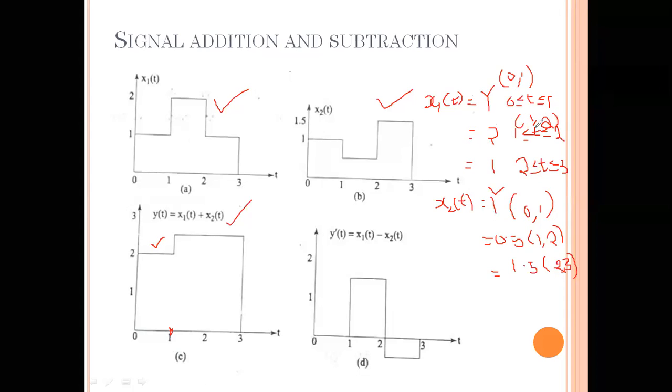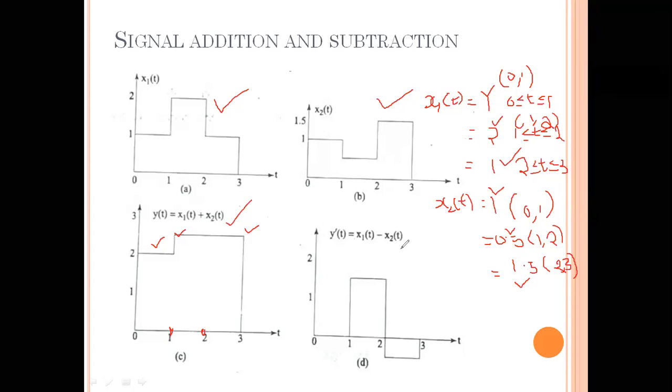Similarly, from 1 to 2, this signal has magnitude 2 and this signal is 0.5. So 2 plus 0.5, you will get 2.5, from 1 to 2. Next, from 2 to 3, this has magnitude 1 and this has magnitude 1.5. That means 1 plus 1.5, you will get 2.5 only.